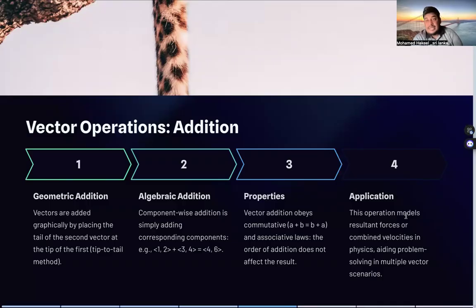And second, algebraic addition. What is that? Component-wise addition is simply adding corresponding components. Third, properties. Vector addition obeys commutative and associative laws. The order of addition does not affect the results. And fourth, application. This operation models resultant forces or combined velocities in physics, aiding problem solving in multiple vector scenarios.